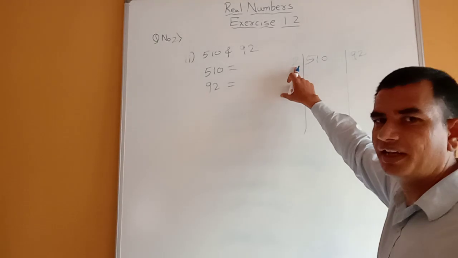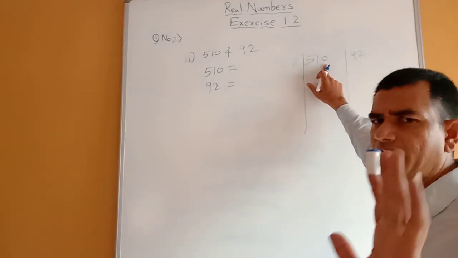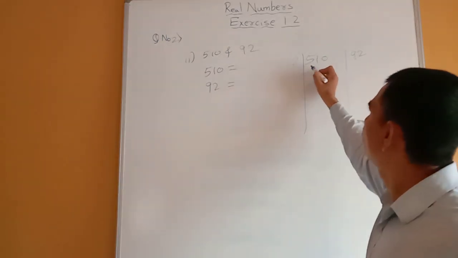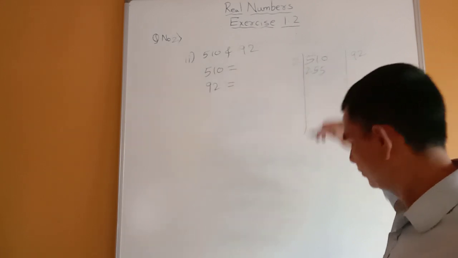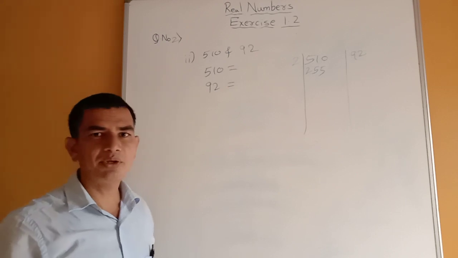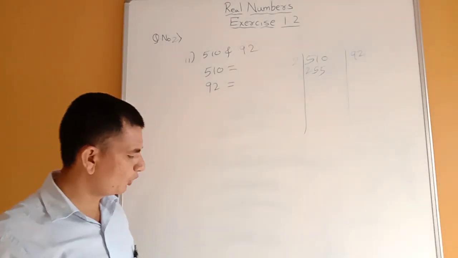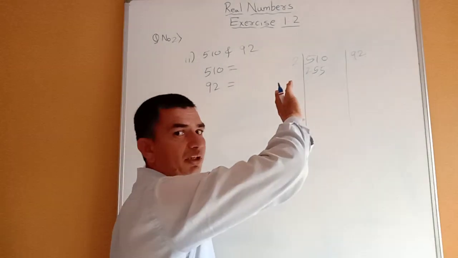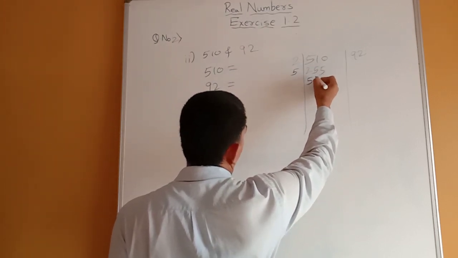So 2 we can take here. I have taken 2 because here it is 0, means 0, 2, 4, I told you. 0 and even numbers we can take 2. 2 2s are 4, 2 5s are 10. So here from 2 we have divided 510 and we got 255. Now 255 is not there in 2 table and 3 table, so we can take here directly 5. 5 5s are 25, 5 1s are 5.